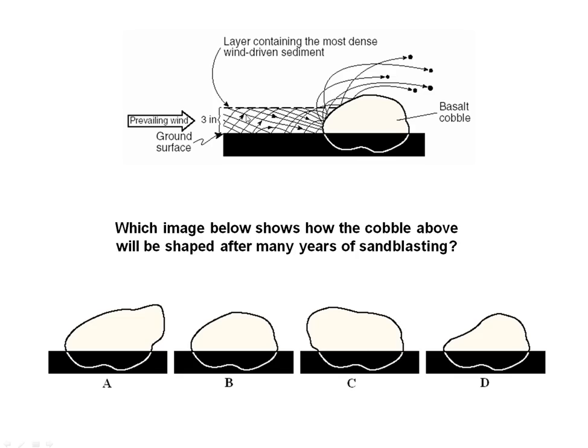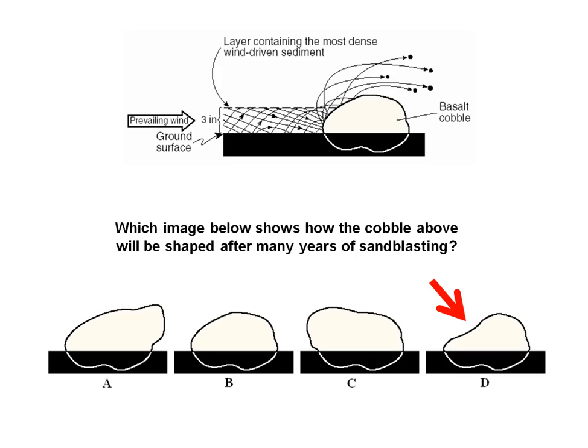The sandblasting tends to happen nearer the ground, though it does get higher when there are storms. But the main wind hits pretty close to the ground because sand can be heavy. And so in this image, we've got a chunk of basalt, which again makes up the ocean crust, and is being slammed into by the wind-driven particles. Which image, A, B, C, or D, shows what the cobble would look like after sandblasting?